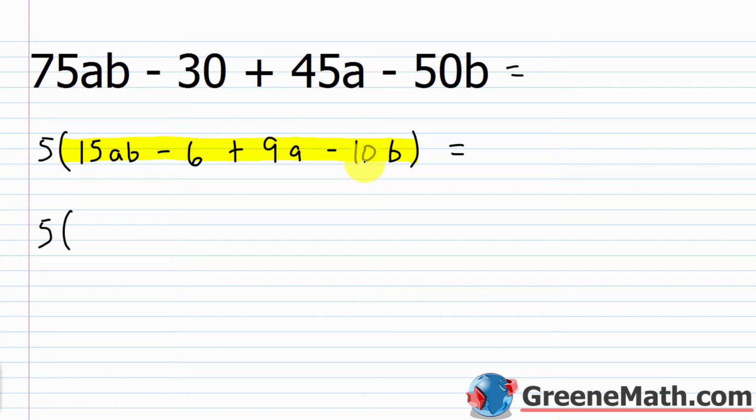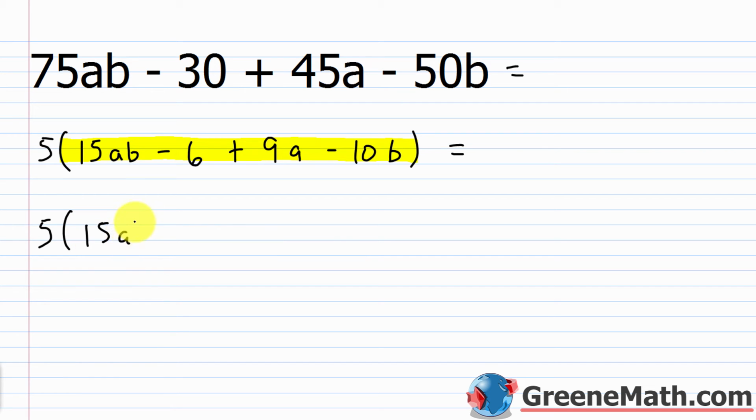Now, one thing that you would see right away, if I look at 15ab and I look at -6, they don't share a b. Only a b in this term. If I look at 9a and -10b, again, they don't share a b. I'm going to want to put the terms with b's next to each other. Let me show you what happens if I don't.